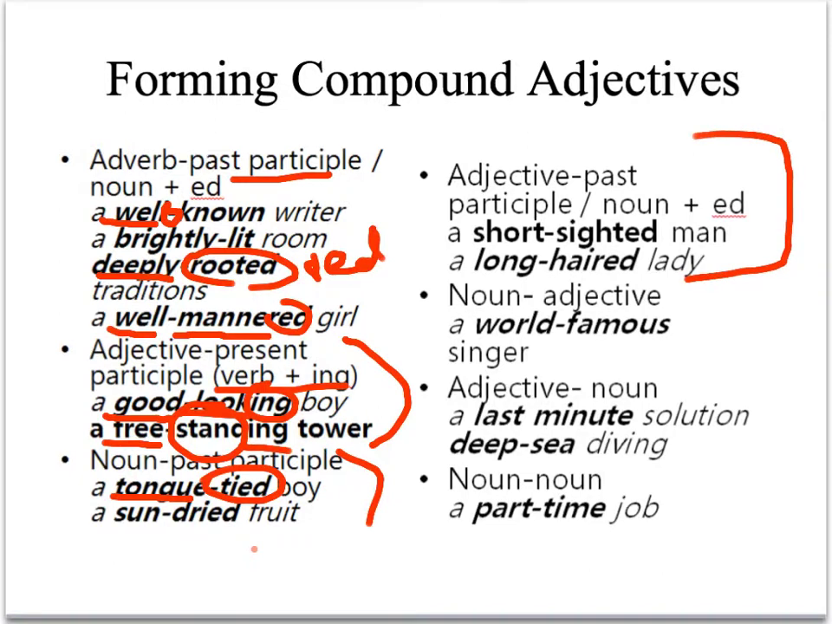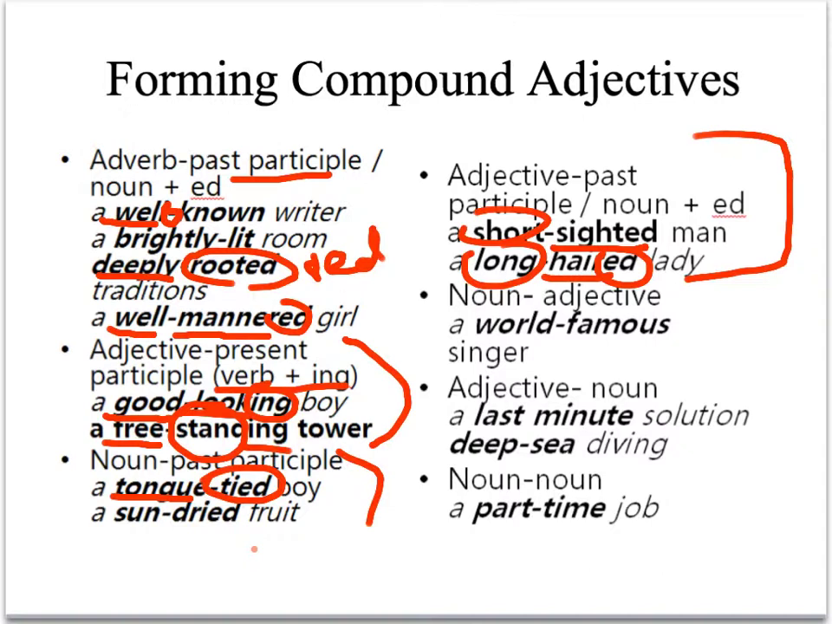Your next type over here, you've got an adjective and a past participle, or a noun plus ed. So, a short-sighted man. Short adjective, sighted is a past participle, short-sighted man, or a long-haired lady. Long adjective, hair is a noun, plus ed, a long-haired lady. You could really create any kind of compound adjective you wanted to. A lot of writers use a lot of creativity with this type of speech.